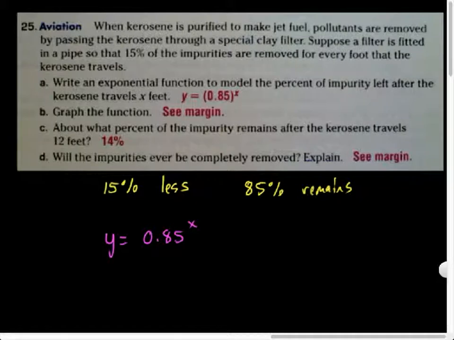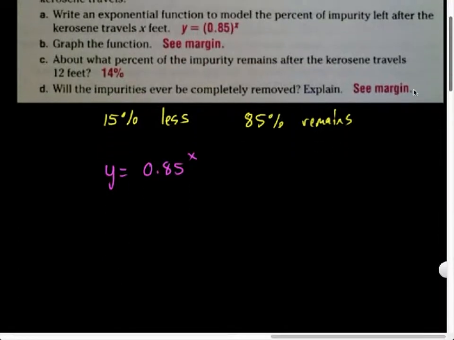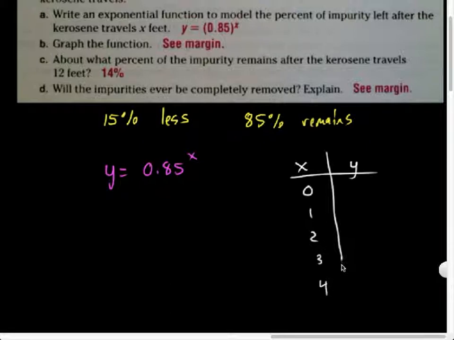Now it says to graph the function. So we could actually plug in some values for x, make a little table of values. So we'll do 0, 1, 2, 3, and 4 perhaps. So through 0 feet, what should it have? It should be 100% of its value, right? Would you guys agree? Yeah, makes sense.